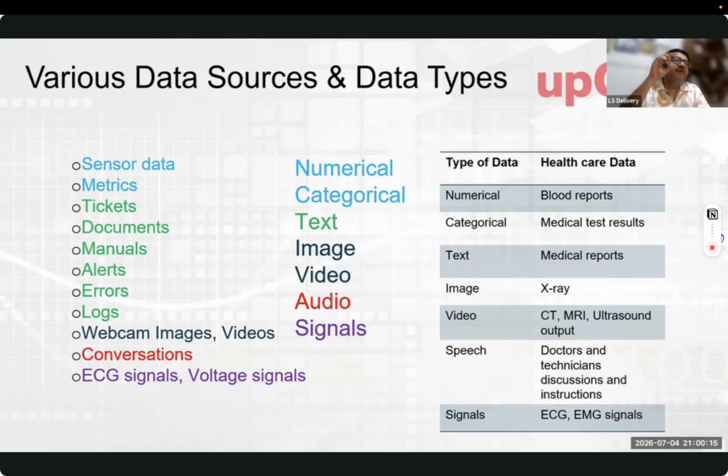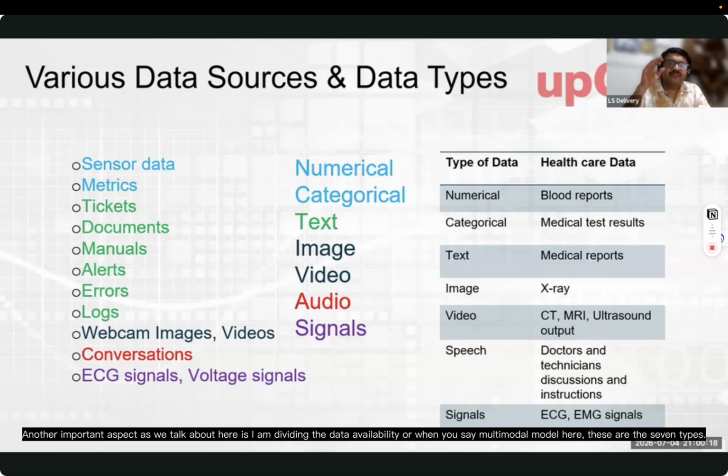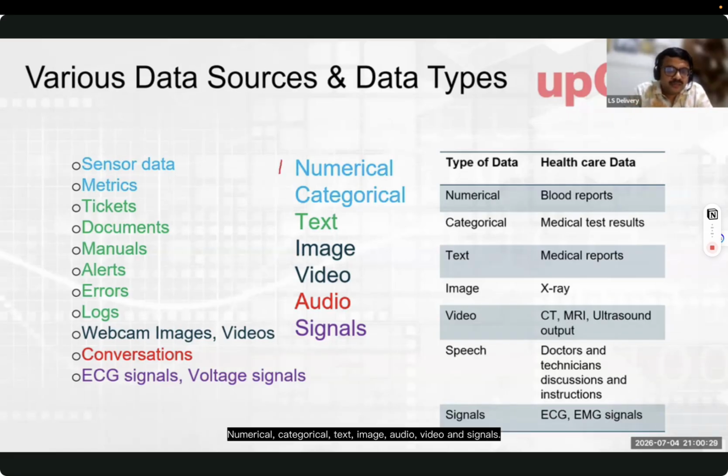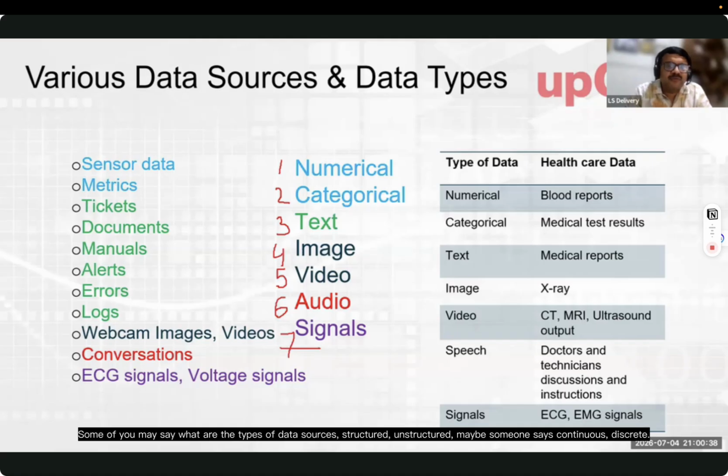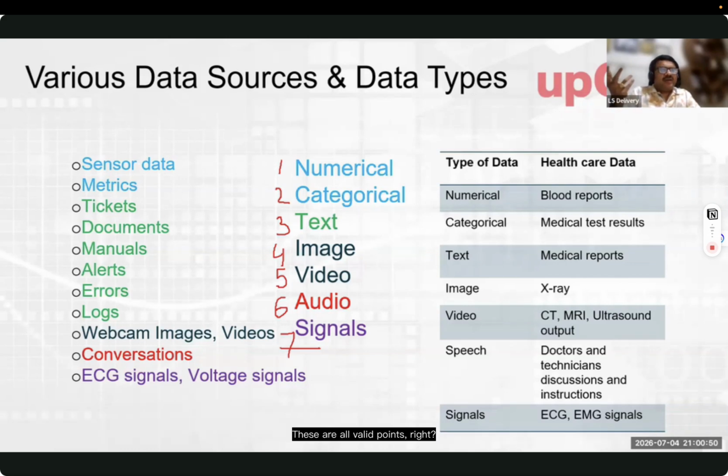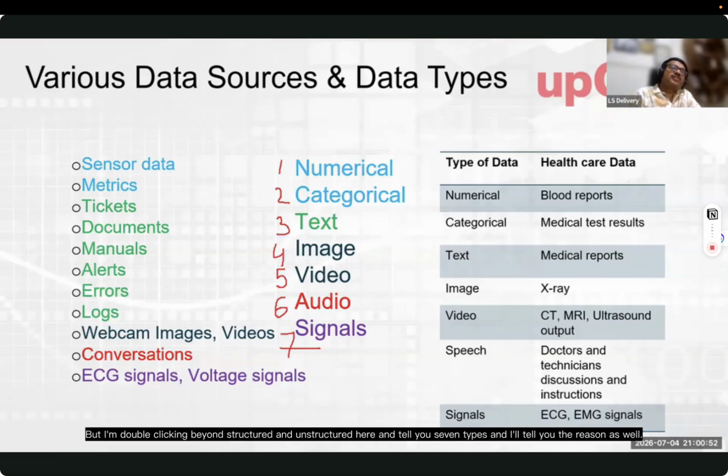We'll go into that. Another important aspect as we talk about here is I am dividing the data availability, or when you say multimodal model here, these are the 7 types. I'll tell why, but just follow up: numerical, categorical, text, image, audio, video, and signals. Some of you may say, what are the types of data sources? Structured, unstructured. Maybe someone says continuous, discrete. These are all valid points, right? But I'm double clicking beyond structured and unstructured here and telling you 7 types, and I'll tell you the reason as well.